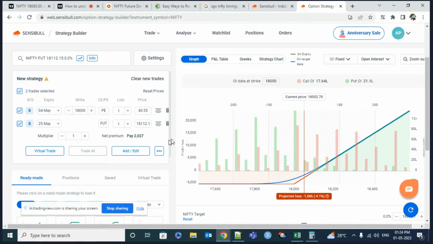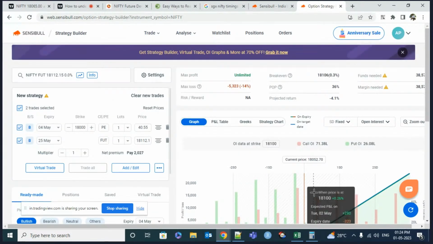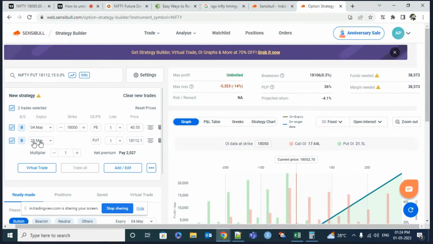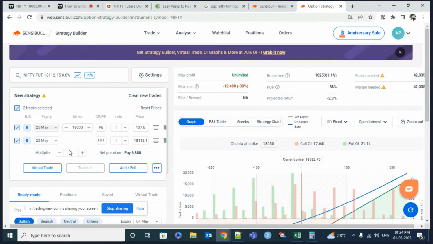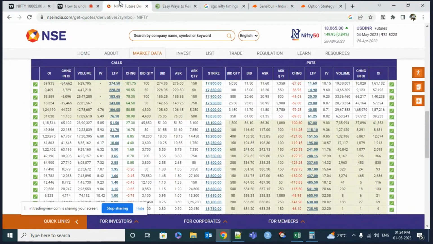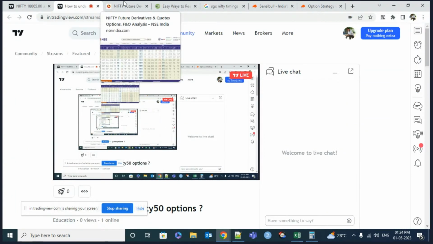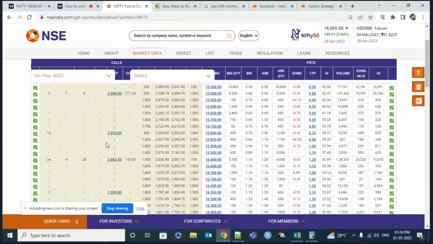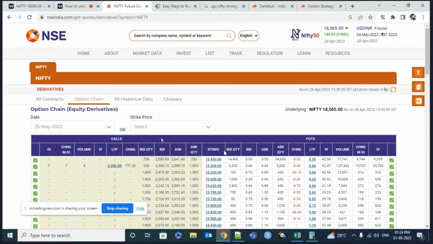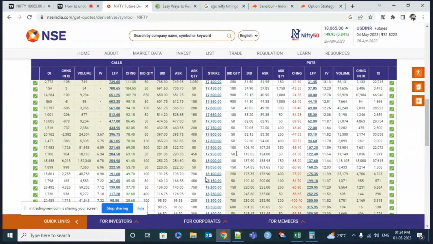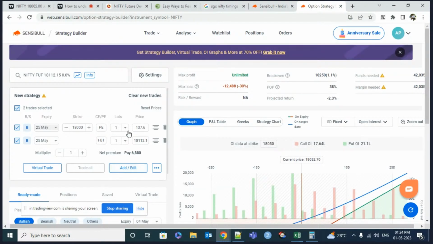Okay, so let me do this one. I think I can stress this. Okay, fine, good. So this is what it is. Here, if you see, I have bought a 25th May expiry future. So let me shift the option to 25th May expiry as well. Let me see, 25th expiry. Yes, so at the money is 18,000. So I have bought the PE at 17,500. Okay, this is one, so let me put it here. I think that is there.